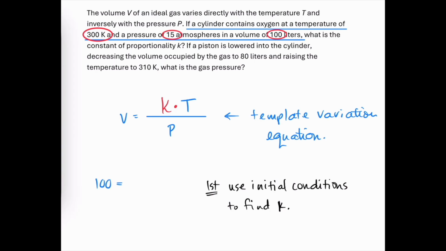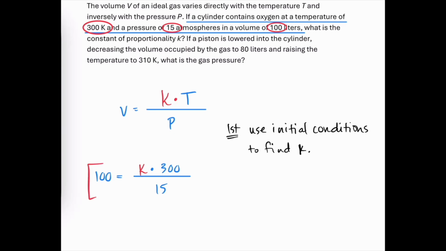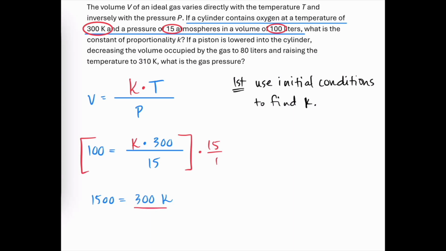So 100 gets plugged in for the volume, K is what we're trying to solve for, 300 is plugged in for the temperature, and 15 is plugged in for the pressure. So to solve for K here, the first thing that I'm going to do is multiply both sides by 15 over 1, which is the least common denominator of all the fractions in the equation. So 15 multiplied by the 100 on the far left is going to be 1500. And then 15 multiplied by this fraction over here on the right, the 15s cancel out and we're left with only 300K.